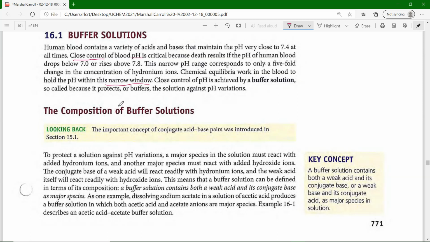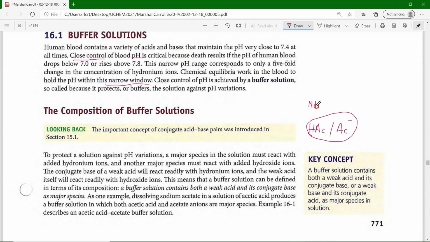Sometimes you have two powders that you mix together to get a buffer, sometimes a powder and a liquid, sometimes two liquids. There's a variety of ways to make the buffers, but the important point is that buffers are made by using an acid and its conjugate base in almost all styles of buffers. So a buffer solution contains both a weak acid and its conjugate base, or weak base and its conjugate acid, as major species in a solution. So if I'm talking about an acetic acid, HAc, sodium acetate buffer, it's only the Ac minus part that's important. So this is one common buffer, HAc, Ac minus.